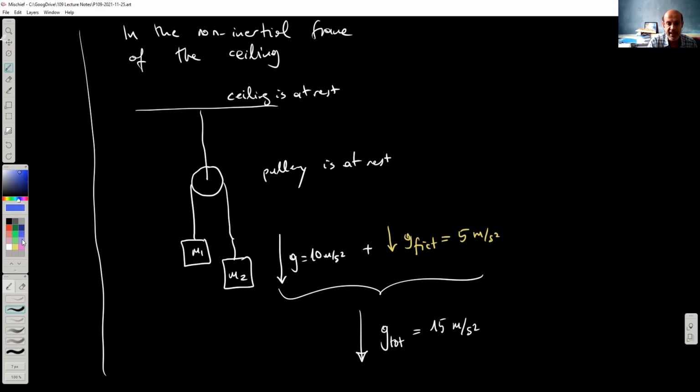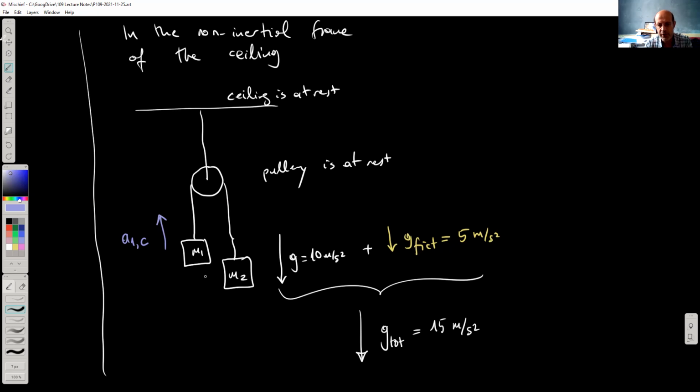What I will obtain in here is not the accelerations. Let me use this funny color. So I'll be basically obtaining the acceleration of each of these objects relative to the ceiling, okay? For this one as well.